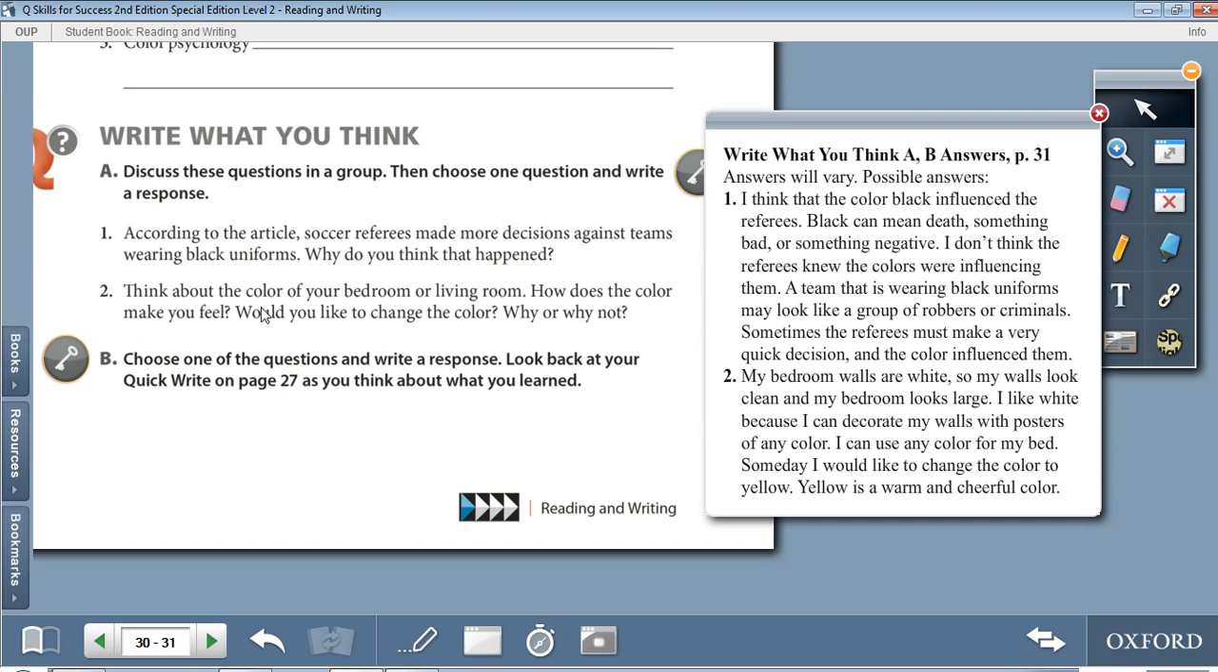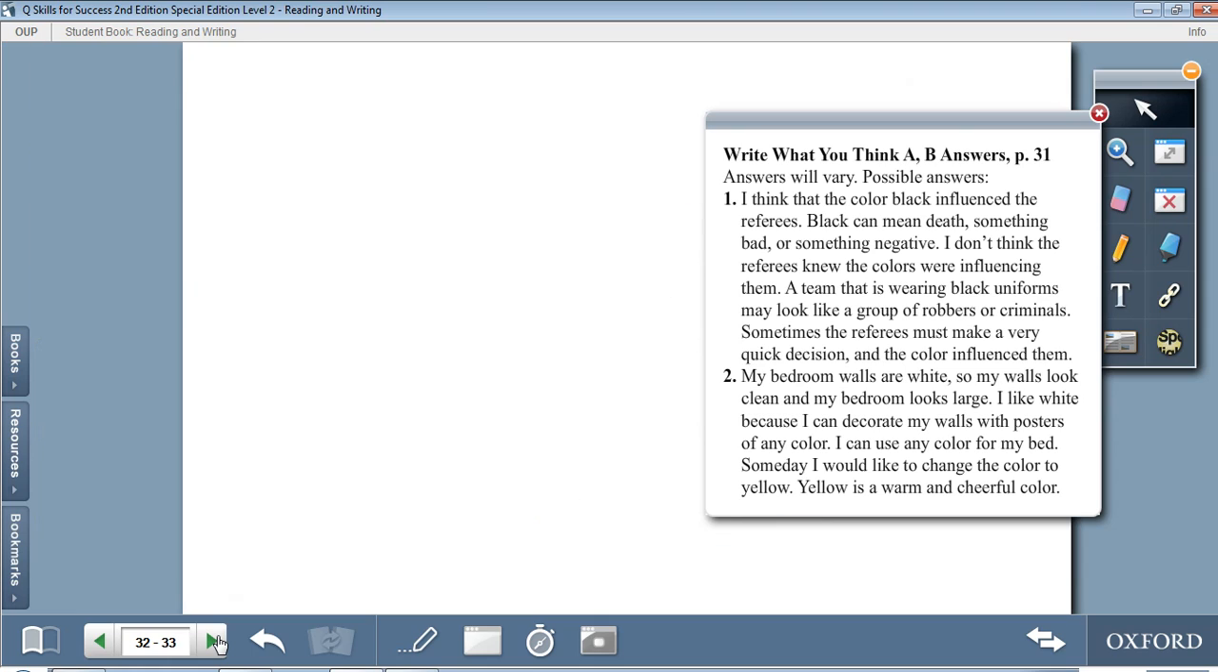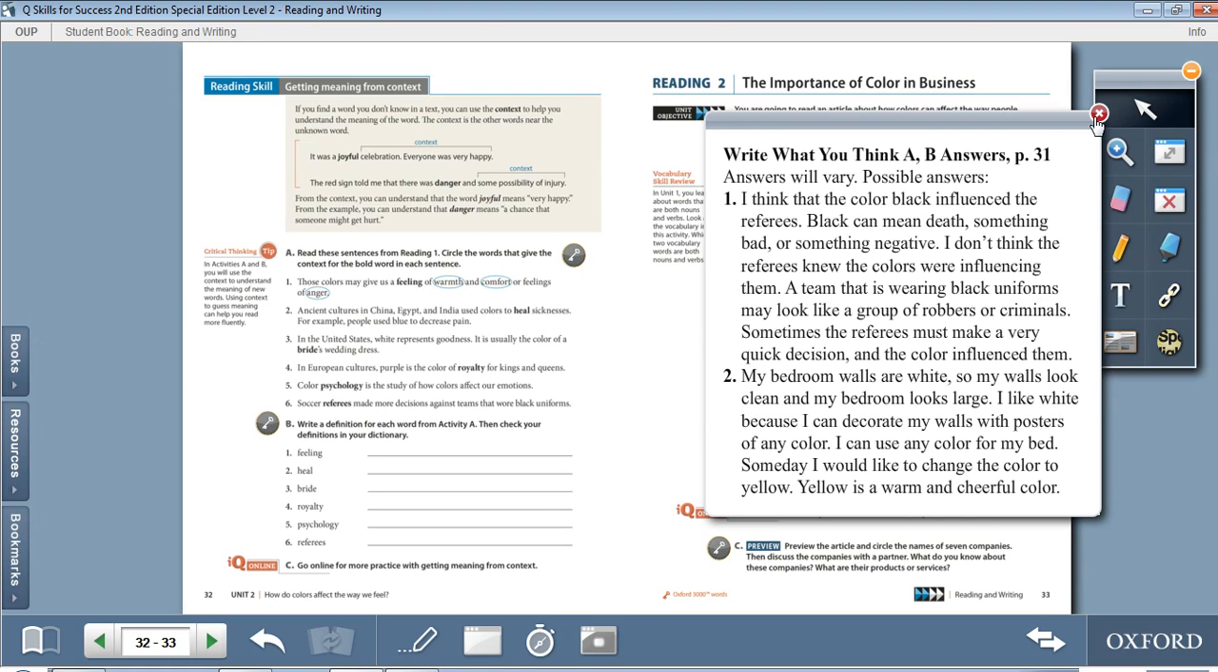Question 2. Think about the color of your bedroom or living room. How does the color make you feel? Would you like to change the color? If yes, why? If no, why not? An example answer. My bedroom walls are white, so my walls look clean and my bedroom looks large. I like white because I can decorate my walls with posters of any color. So basically, you need to express your opinion.